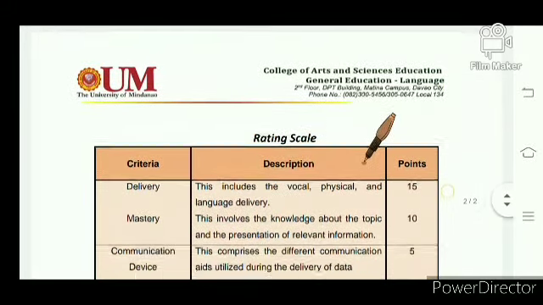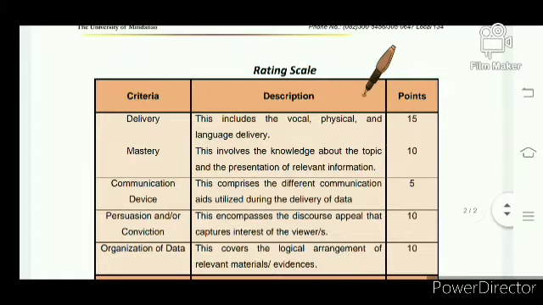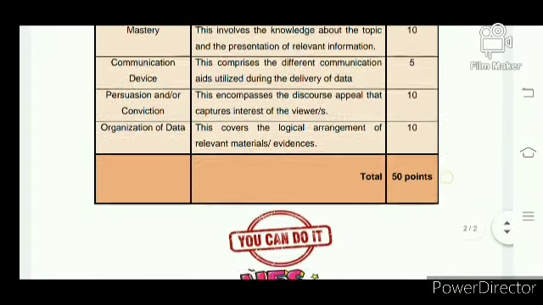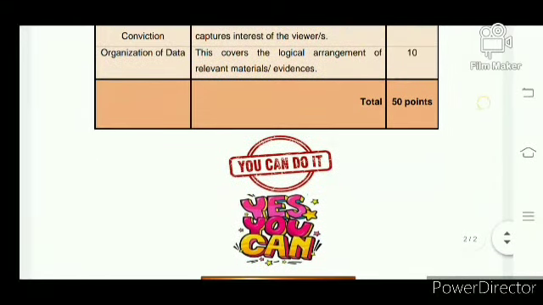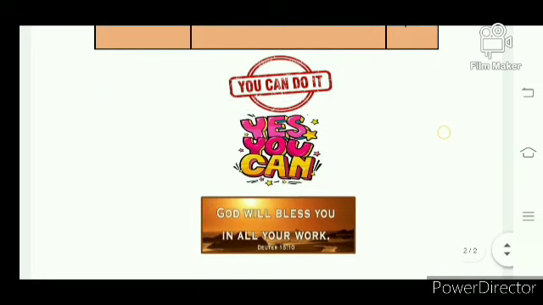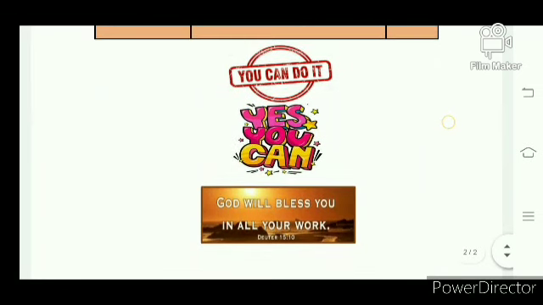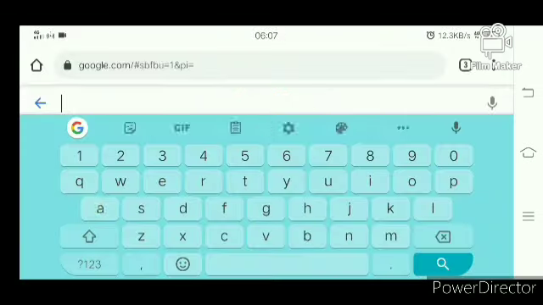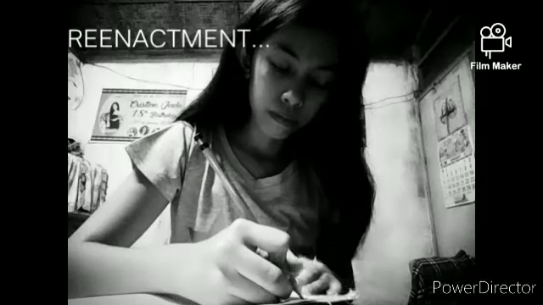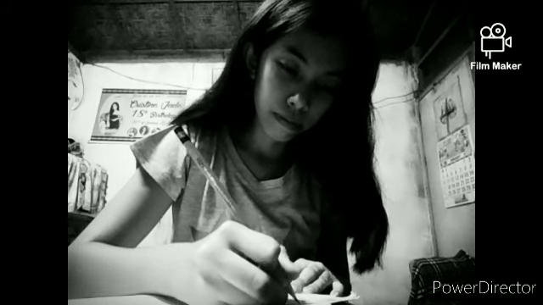Aside from that, I don't have a camera, ring light, or even a stand. The only gadget that I had was my mobile phone. However, although there's a lot of difficulties due to limited resources, I continued doing the activity, believing that it will be done. I started searching for information about COVID-19 and wrote a script for my presentation. After doing my script, I memorized it and started my shooting until I became ready.